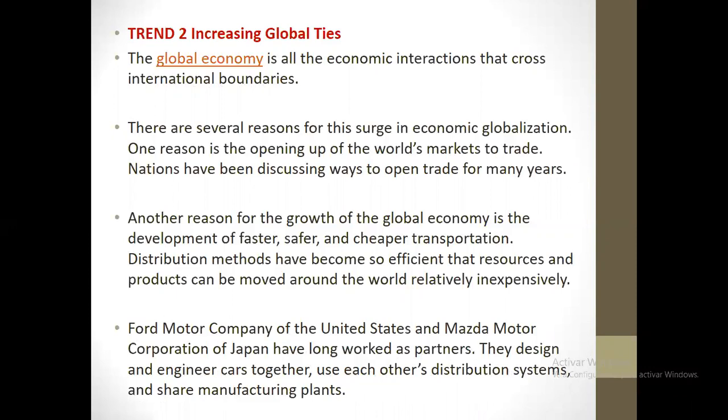Se comparten entre los dos, y los dos son diferentes países y diferentes empresas. Eso es globalización. No hay límites, no hay fronteras. Se hacen negocios sin fronteras.